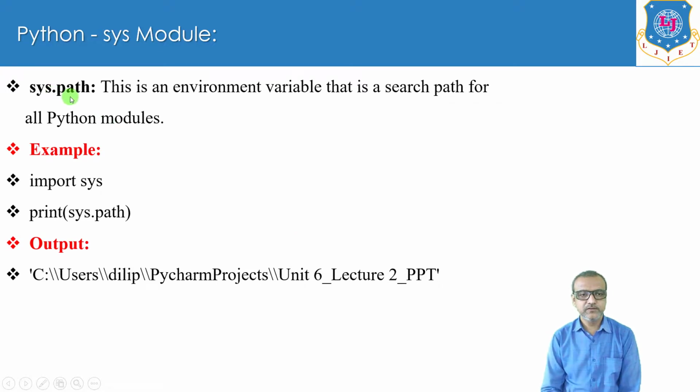Now we have sys.path. Now what will it do? This is an environment variable, that is a search path for all Python modules. It will search the path of all Python modules. So we have an example. First of all, we will write import sys, then print of sys.path. So what will be the output? We will have the path for all Python modules. Here I have shown only one path.